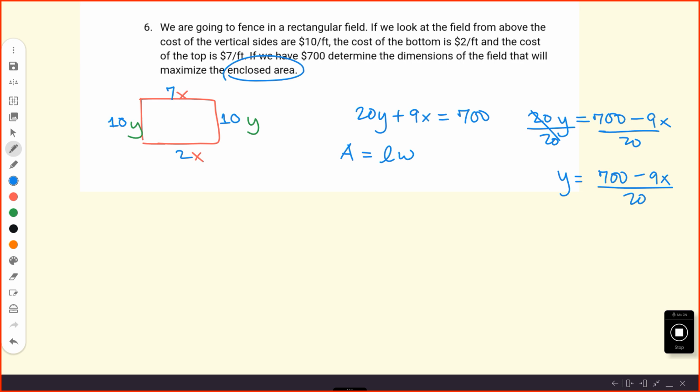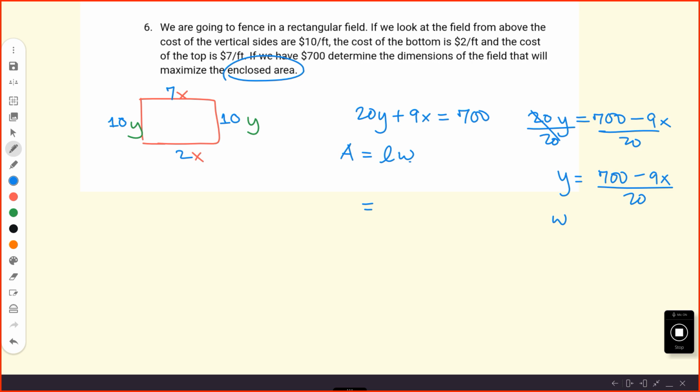Why did you divide by 20? Just to get the y alone? Yes, just to isolate the y. And so if that's our y, and let's say that's the width, because that's the shorter side, the vertical side, we just put 700 minus 9x over 20. If you say that's our width, we can plug it in here, right?